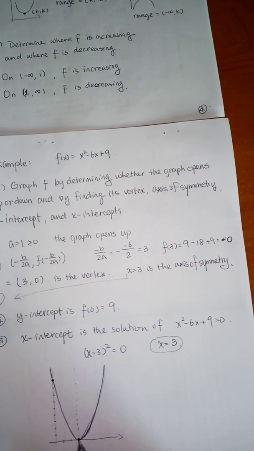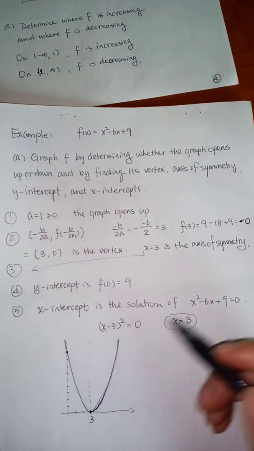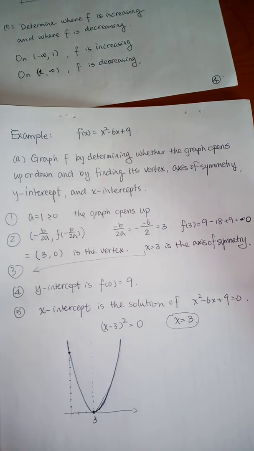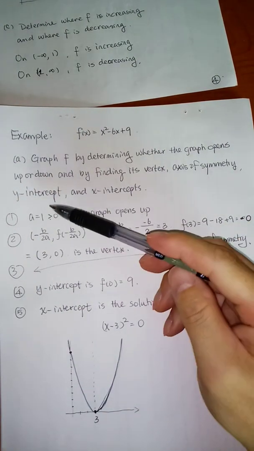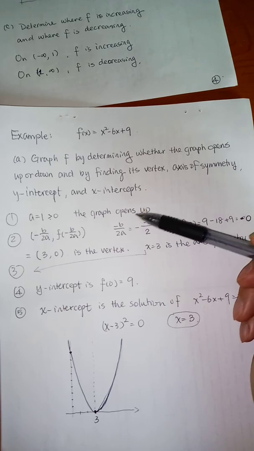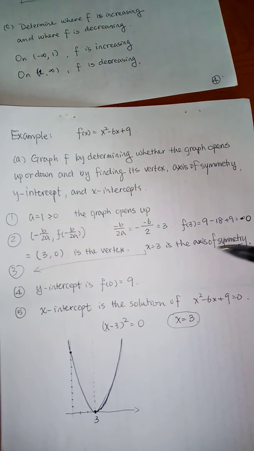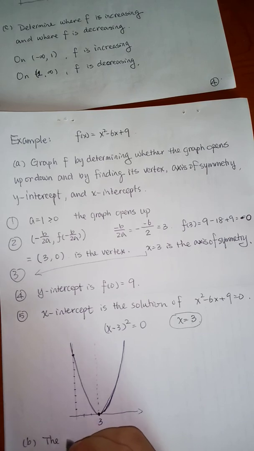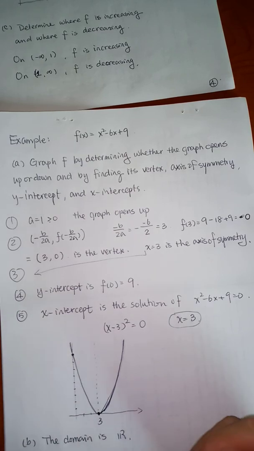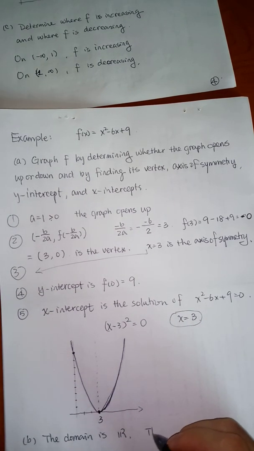Okay, so open up, vertex, y-intercept, and the axis of symmetry. Then that's part one. In part one, you have five points: opening, vertex, symmetry, y-intercept, x-intercept. Next, domain and range. The domain is R, the set of all real numbers.